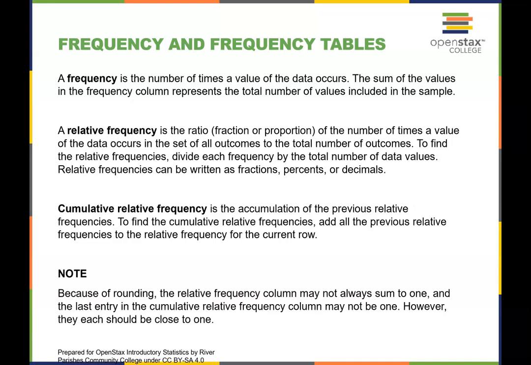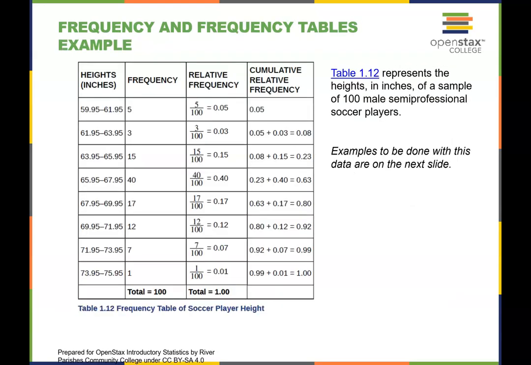Just a note, because of rounding, the frequency column may not always sum to 1 or 100% if we're looking at percentages. And the last entry in the cumulative relative frequency column may not be 1. However, they should be close. So if you're just a little off, don't worry about it. It's just due to rounding. If it's way off, then you should reassess what you did.